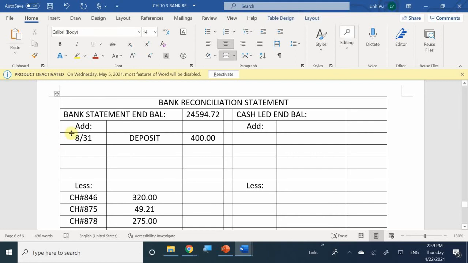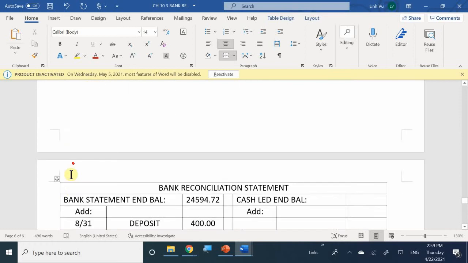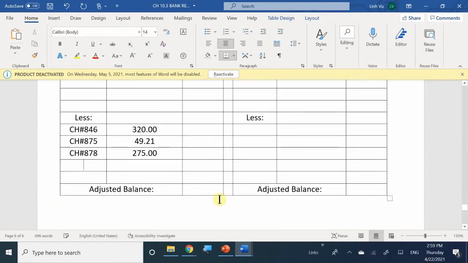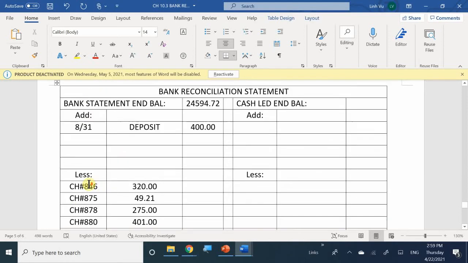Right. And we had check 880 for 401. And then last but not least, what's our last check that didn't clear? 881 for 186.50.